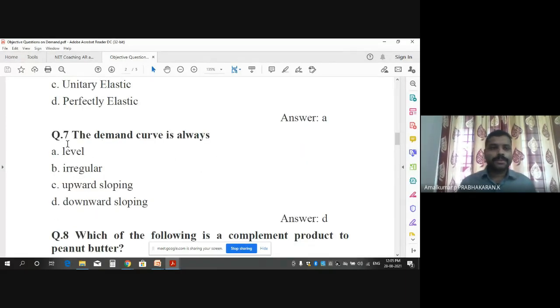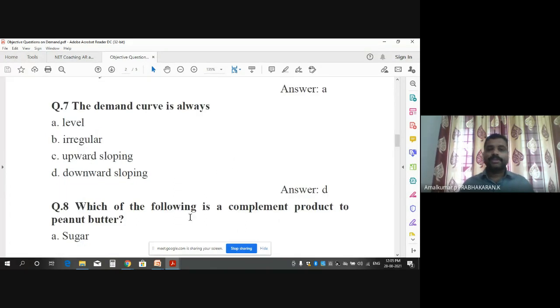Then I move on to the seventh question, the demand curve. The demand curve is always a straight level curve, an irregular curve, an upward sloping curve, or a downward sloping curve. A demand curve is a downward sloping curve. We already saw some demand curves. This is a downward sloping curve.